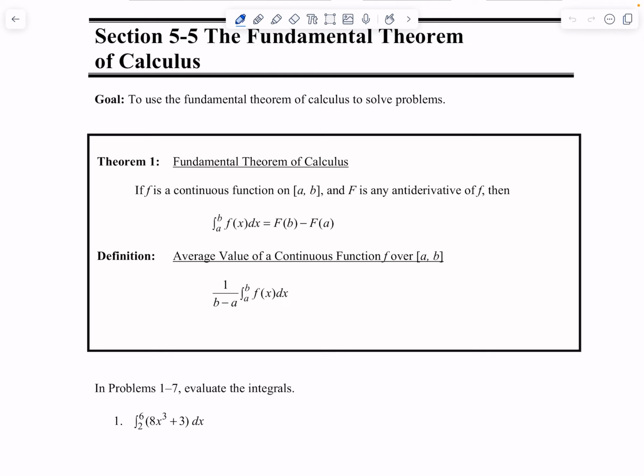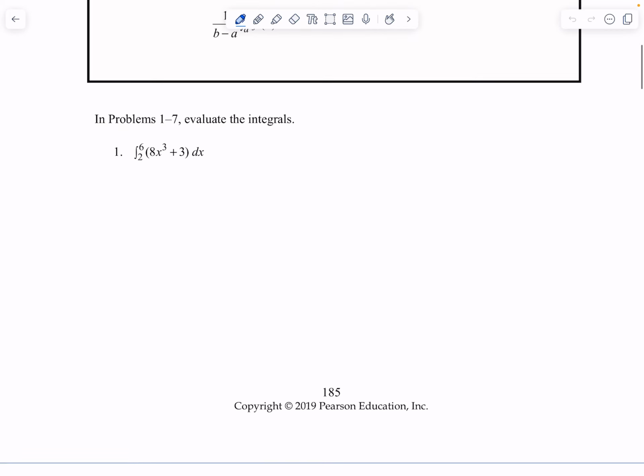The definition of the average value of a continuous function f over the interval from a to b is 1 over b minus a, integral a to b of f of x. So those are the things we're going to apply today. Let's use them. In problems 1 through 7, evaluate the integrals.